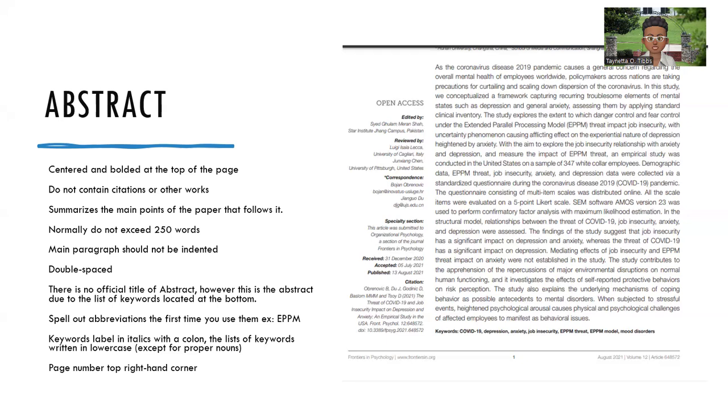It does not contain cited work. Normally, abstracts do not contain citations or other works. It simply summarizes the main points of the paper. It will include the research topic, research questions, the participants, the methods, research, and some of the conclusions. It is normally limited to a minimum of 150 and a maximum of 250 words.